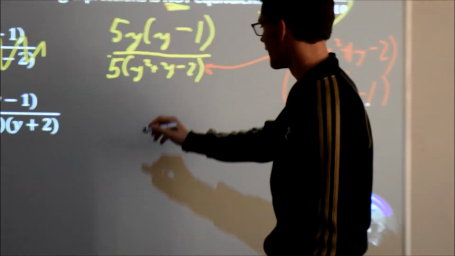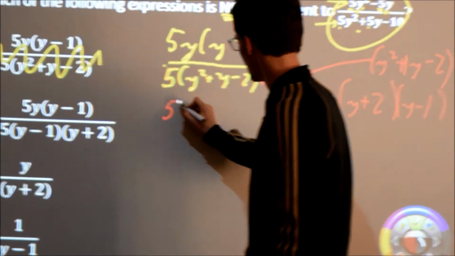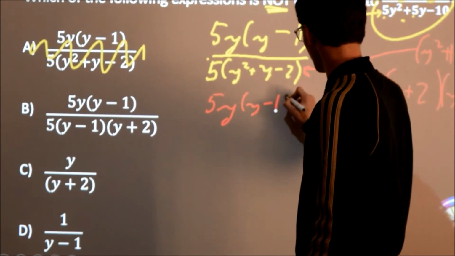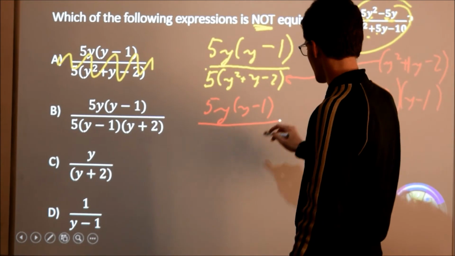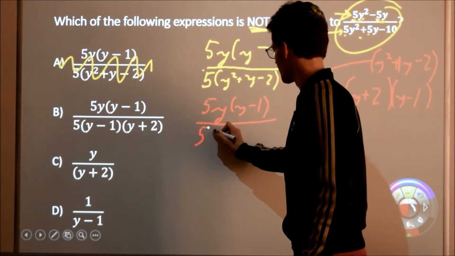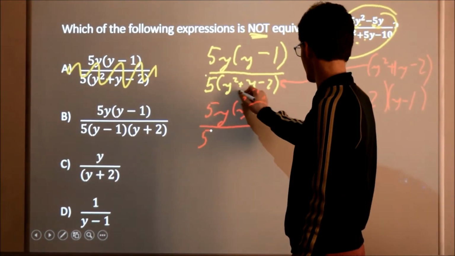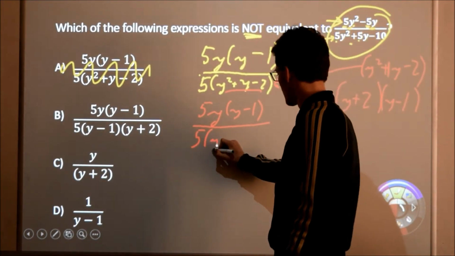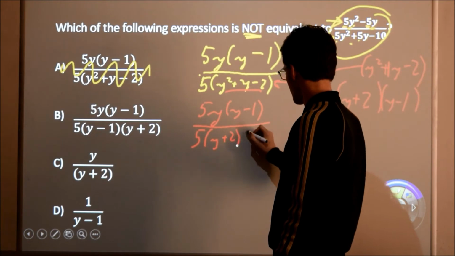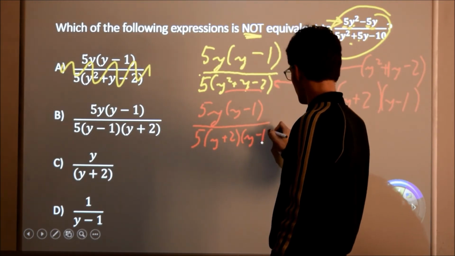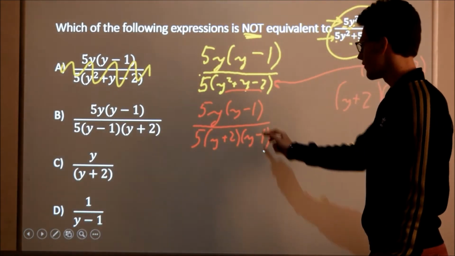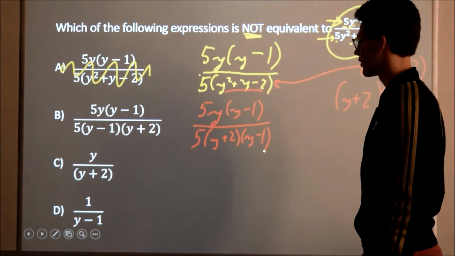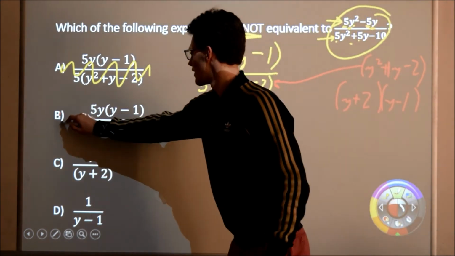So if we come over here and finish our equation, we have 5y times y minus 1. We didn't do anything with the top, all over 5. You have to remember that because we only factored this part. We didn't do anything with the 5. So 5 times y plus 2, and then y minus 1. Now if we look over, that is answer choice B, which means that B is equivalent with our original equation. So we can cross out B.